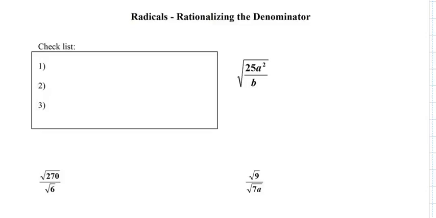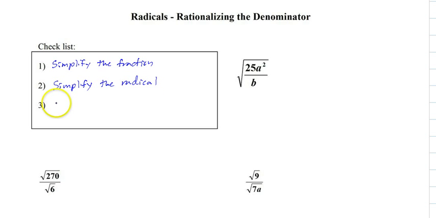This is part 2 of simplifying fractions with radicals. So we already know our first one is to simplify the fraction, and then we simplify the radical, and then the last one now is rationalize the denominator.